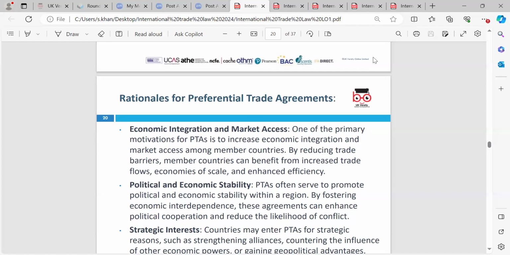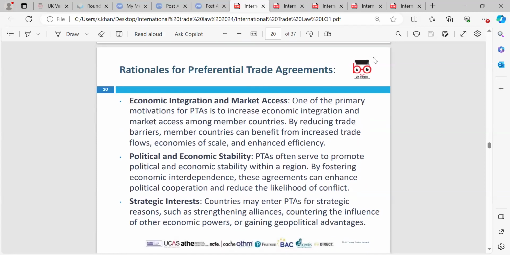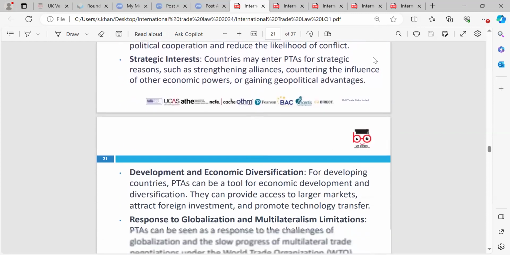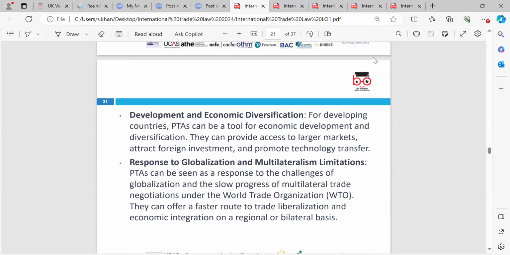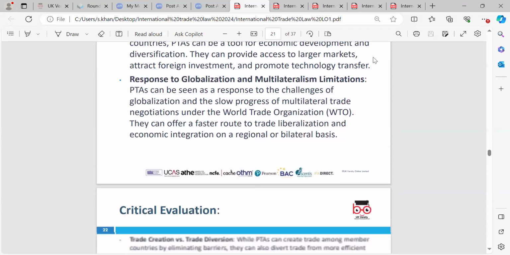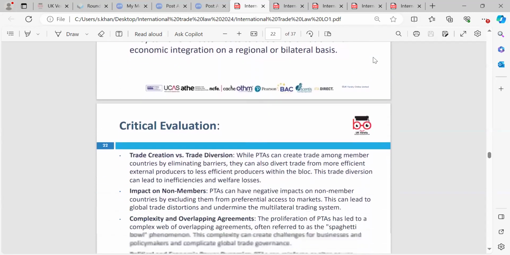We looked at the rationale for preferential trade agreements, so economic integration and market access, which was one of the main motivations of preferential trade agreements. We looked at political and economic stability and how it serves to promote political and economic stability within different regions, and the strategic interests as well. We then went on to look at development and economic diversification for developing countries and foreign investment. We went on to look at the response to globalization and multilateralism limitations in regards to the World Trade Organization.